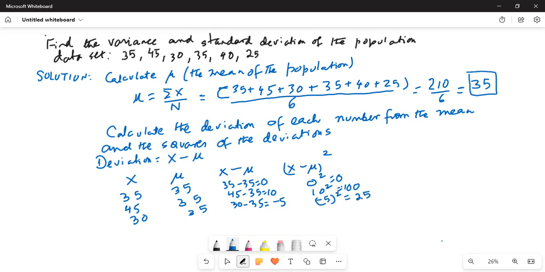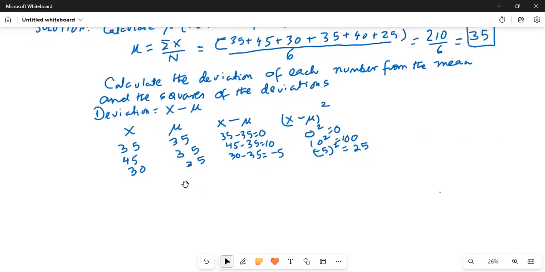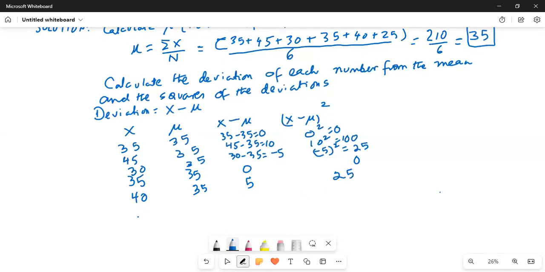Next number is 35 again. The mean is 35 also, so the deviation is 0, and the square of the deviation is 0. The next number is 40. Mean is 35. 40 minus 35 is 5, and 5 square is 25. And the last number is 25. The mean is 35 still. So 25 minus 35 is minus 10, and minus 10 square is 100.